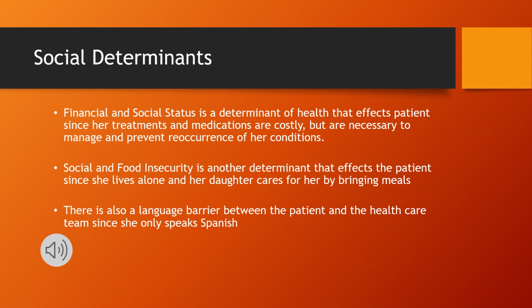For this patient, there are a few social determinants that affect the patient for their treatment plan. For example, the first determinant is financial and social status, and this affects the patient because her treatments and medications are costly but are necessary to manage and prevent recurrence of these conditions that she faced. Another determinant is social and food insecurity, which is shown because she lives alone and has a daughter that cares for her by bringing her meals.